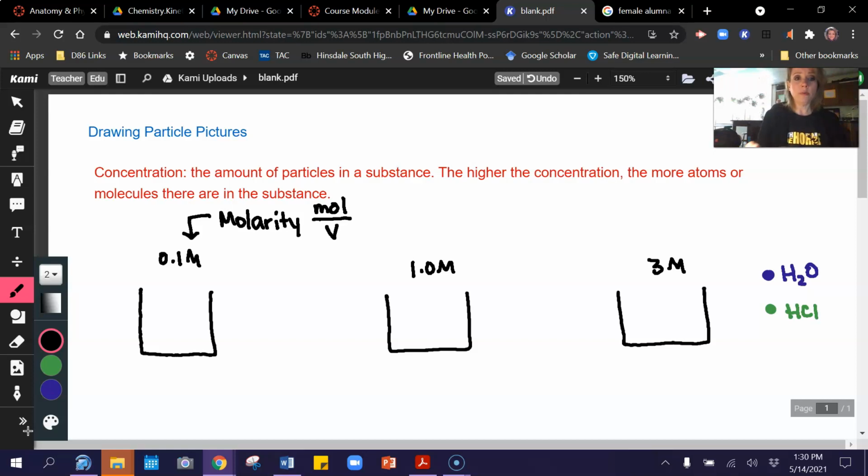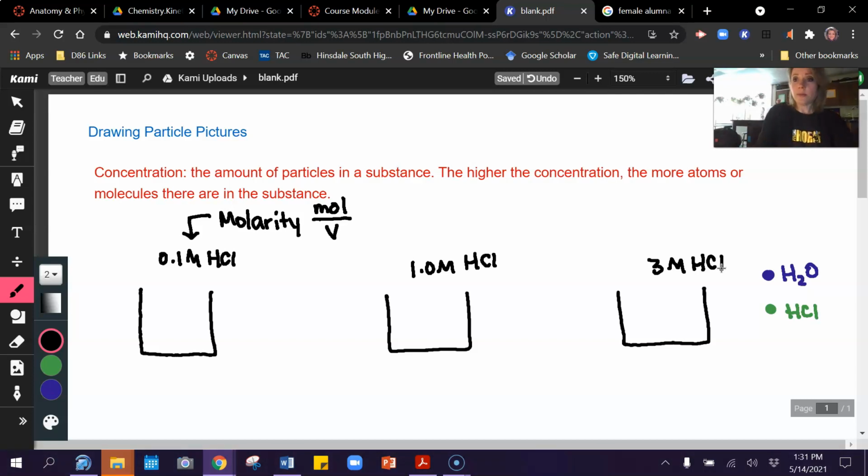So what we say when we're looking at this, like 0.1 molar, that's how we would say that. Now in our lab, we used 0.1 molar hydrochloric acid, which is HCl. We also used 1 molar HCl, and we used 3 molar HCl. So the higher the molarity, the more particles there are in the solution, so the more crowded those particles are in the solution.